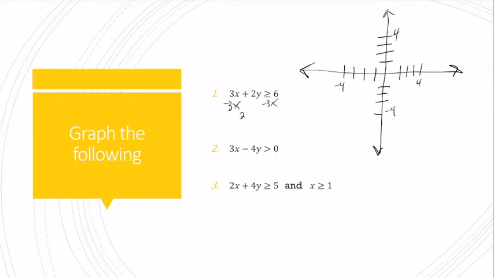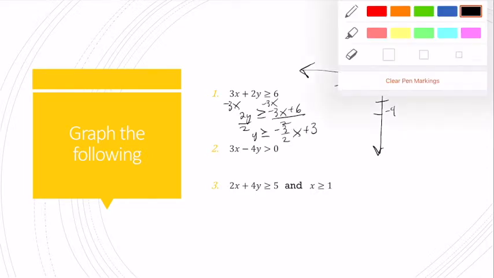I'm going to take away 3x from both sides. 2y is greater than or equal to negative 3x plus 6. Divide both sides by 2. Y is greater than or equal to negative 3 halves x plus 3.